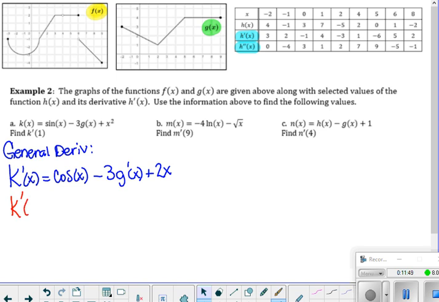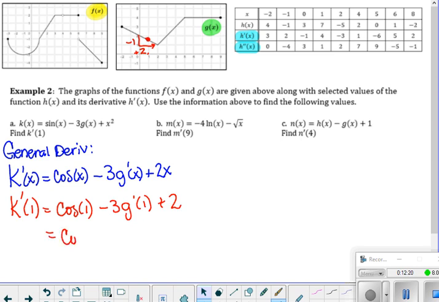So k prime of 1 would be cosine of 1. Okay, don't know what that is. That's not one of those values we memorized. Minus 3 times g prime of 1 plus a 2, because 2 times 1. Now, the only thing I need to do is go look up g prime of 1. G prime of 1 hits right here. I've got to create the derivative, so down 1 over 2 would make that a negative 1/2, wouldn't it?